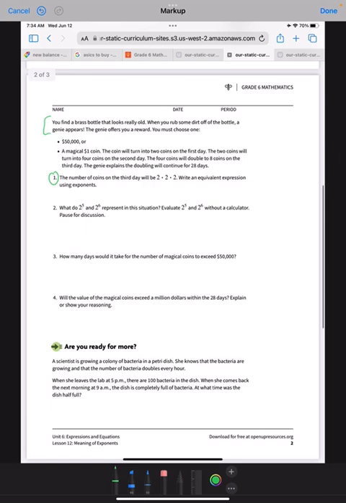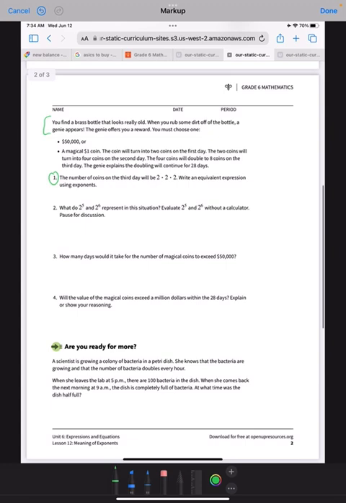It says you can get $50,000 or a magical dollar coin. The coin will turn into 2 coins on the first day. The 2 coins will turn into 4 coins on the second day. The 4 coins will double to 8 coins on the third day, and so on. For 28 days, it will continue to double.